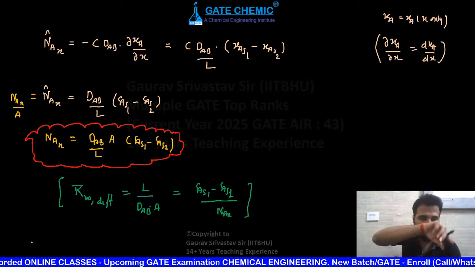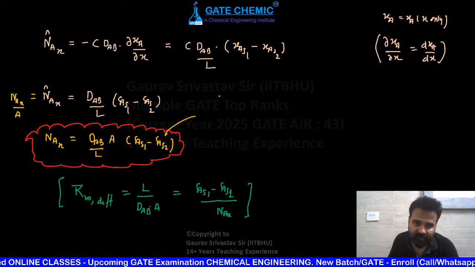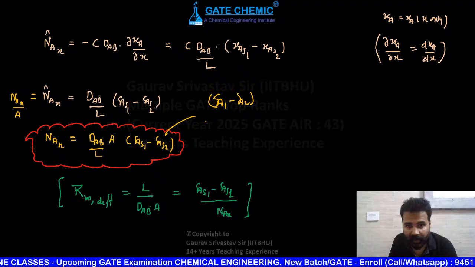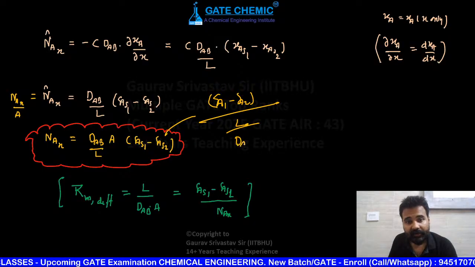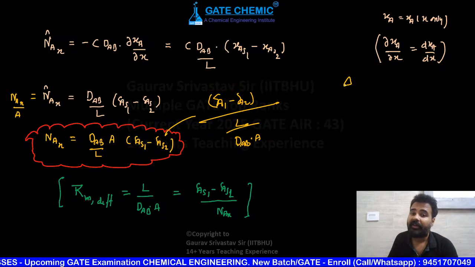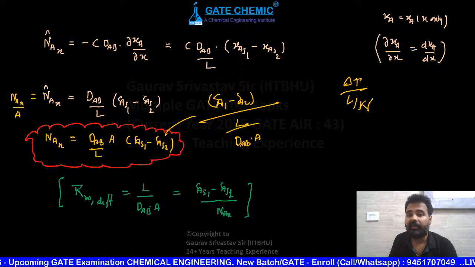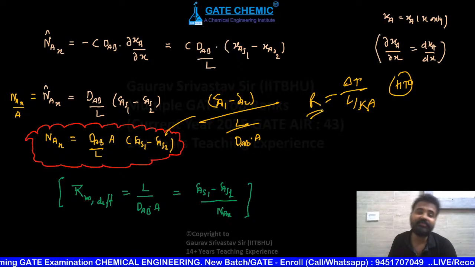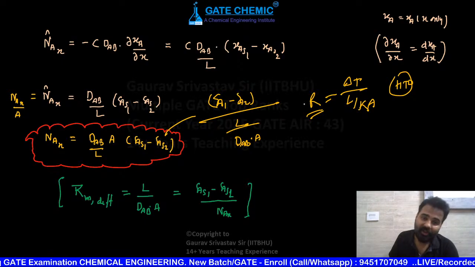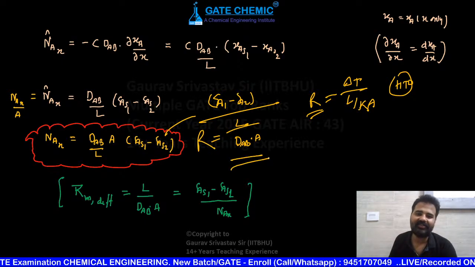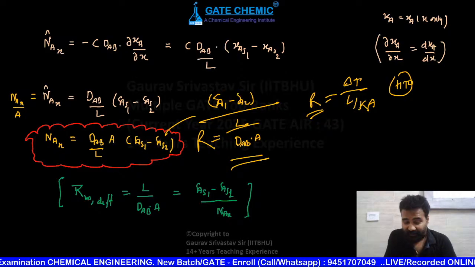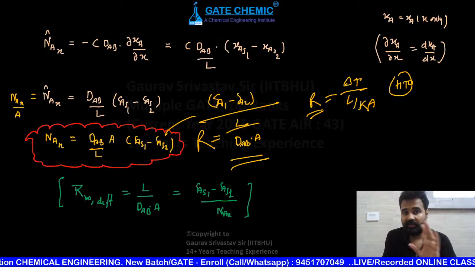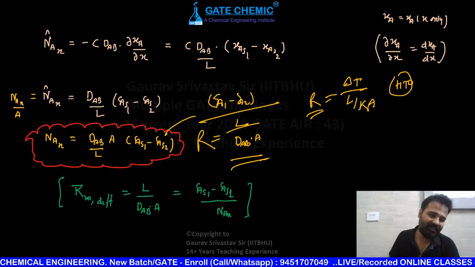Now the new thing that I am going to share with you, beta: this equation can be written as (CA1 minus CA2) upon L by DAB A. You remember delta T by L by KA in heat transfer operation? This was resistance. So my dear student, this is also diffusional resistance. One different type of problem that can be asked: what is the value of the diffusional resistance here? So very easy.